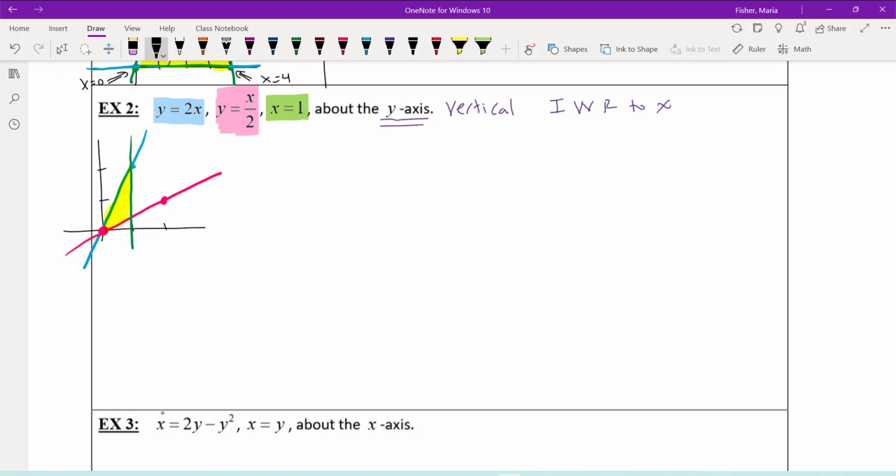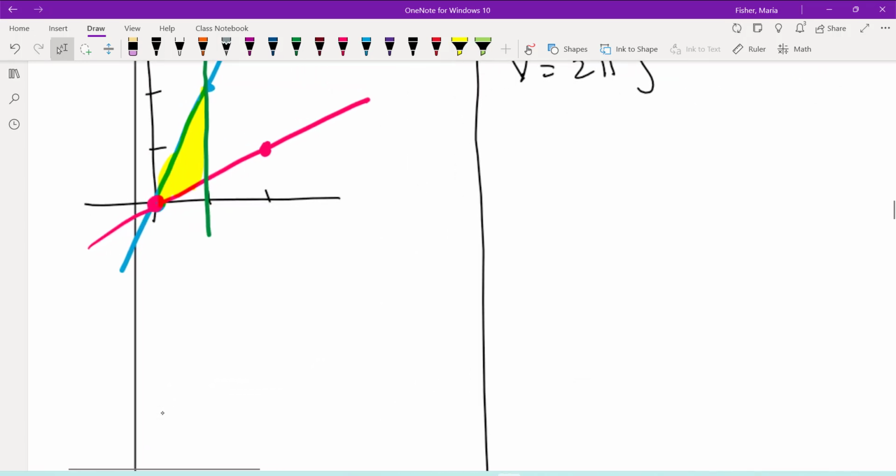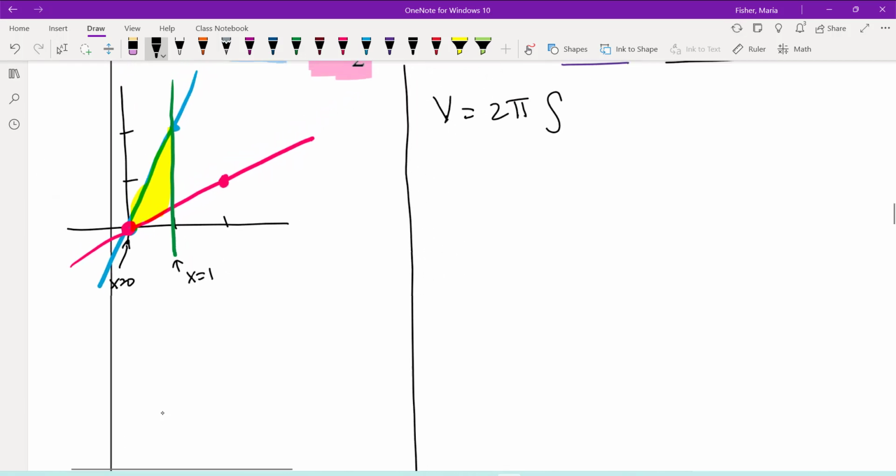So I know that I have a vertical axis of rotation, which means I need to integrate with respect to x. So the question is, can you see the limits of integration from this picture? Yes, absolutely. You are bounded by x equals 0, and then this x equal 1. So your limits of integration there are going to be from 0 to 1. Now you need to find your radius and your height. Remember, you're rotating this about the y-axis.